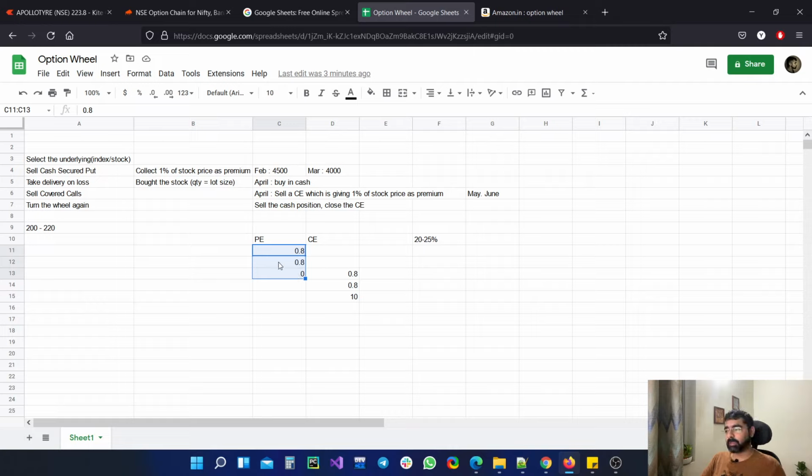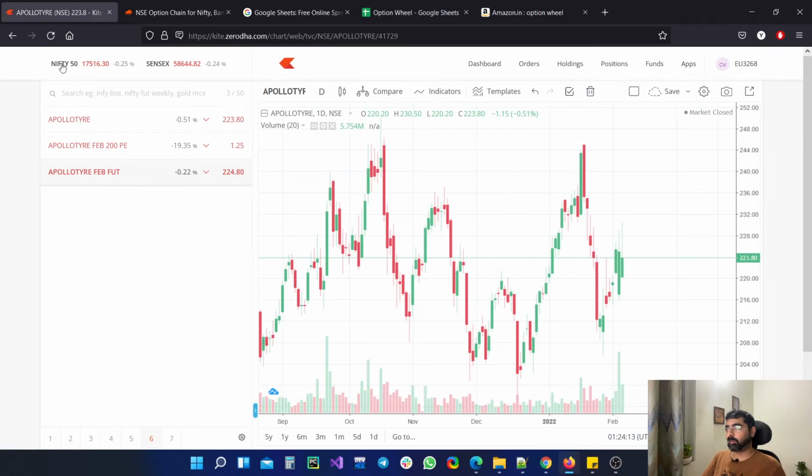Now there is another way people look at it. There are a lot of people who have a big portfolio of stocks. How they use this strategy is, since they already hold the stock in their portfolio, they can just keep selling the calls, and whenever the call's strike price comes, they just sell off the stock in their portfolio.